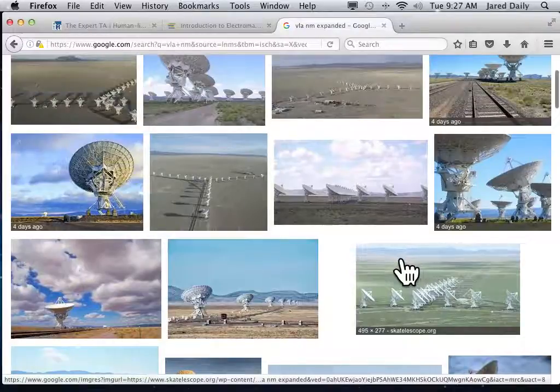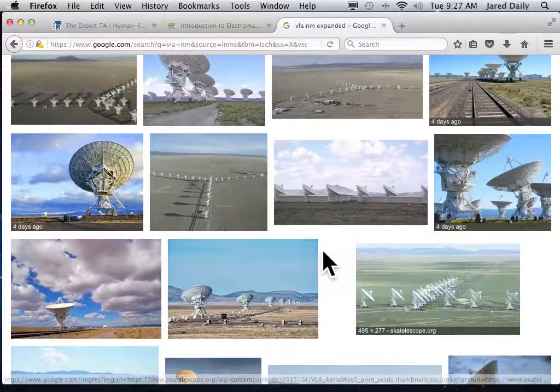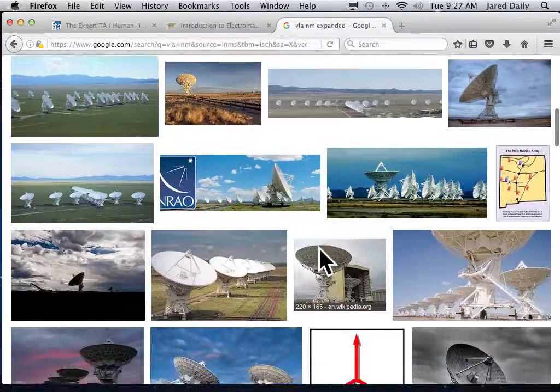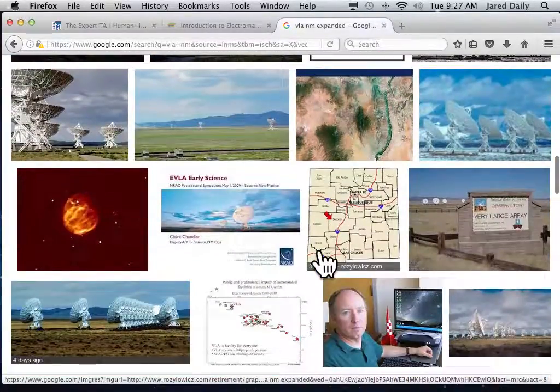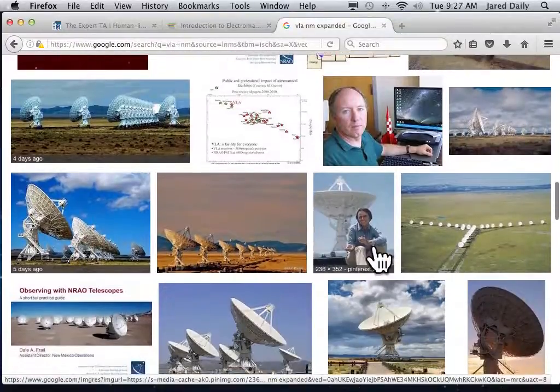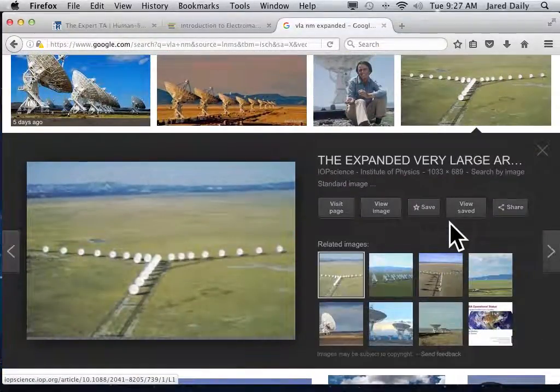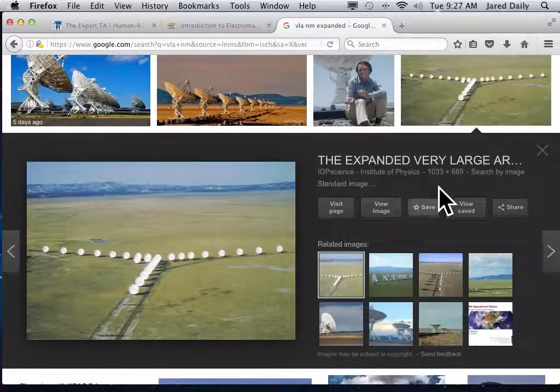So the Very Large Array is a set of 27. I think they've actually added to it recently. I can't remember how many telescopes it has, but it has some multiple of 3 number of what we call radio telescopes, which are just these big radar dishes. And you can see that these radar dishes are actually next to railroad tracks. They're railroad tracks that go out for miles in every direction.